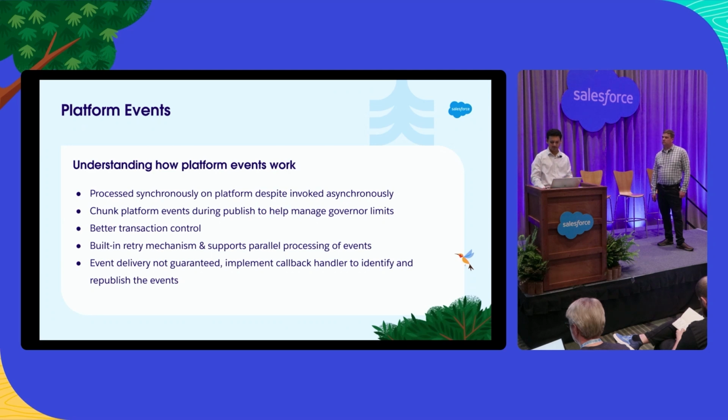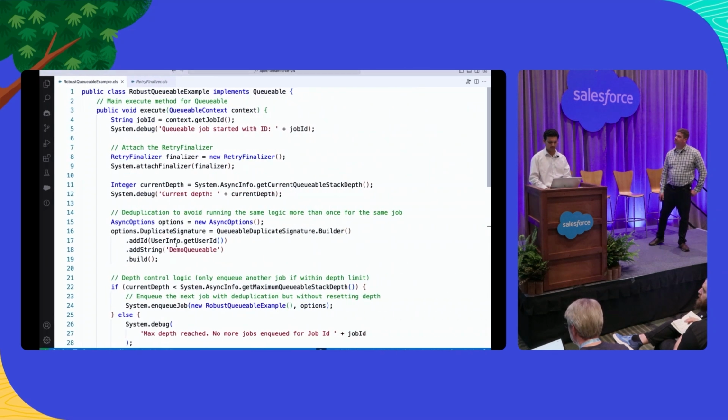That's another feature. One thing to remember though is, platform events are based on a distributed architecture. That means the event delivery is not guaranteed, but you can always implement a callback handler to identify the events that did not get published. So how about we take a demo of that and show you some of these in action so that you can actually understand them.